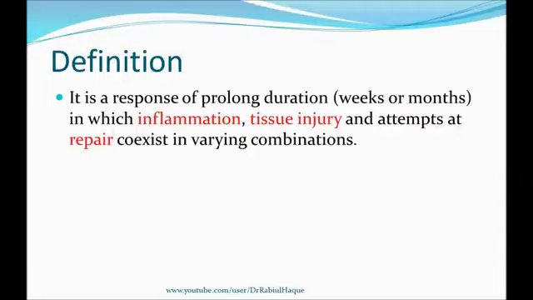So first question, what is chronic inflammation? How can we define chronic inflammation? Now in your textbook you will see a very long definition of chronic inflammation, and I will also tell you that now, but don't get scared because I will explain this definition line by line afterwards. So chronic inflammation can be defined as a response of prolonged duration, usually for weeks or months, during which inflammation, tissue injury, and attempts at repair coexist in varying combination.